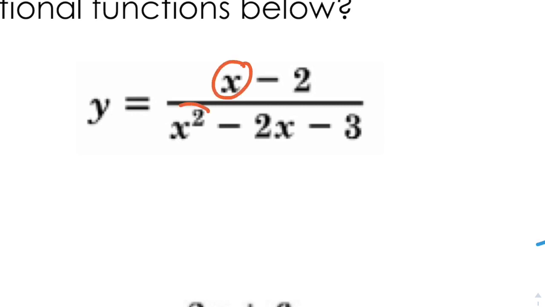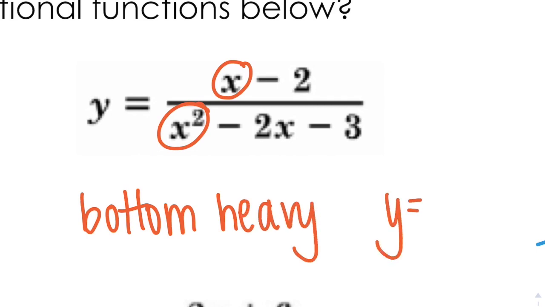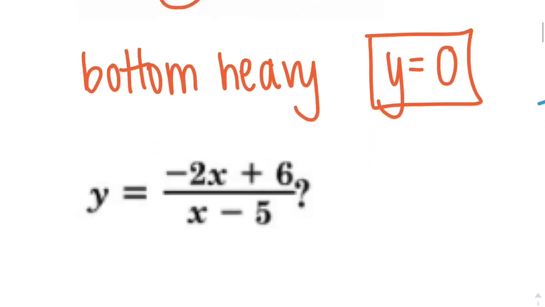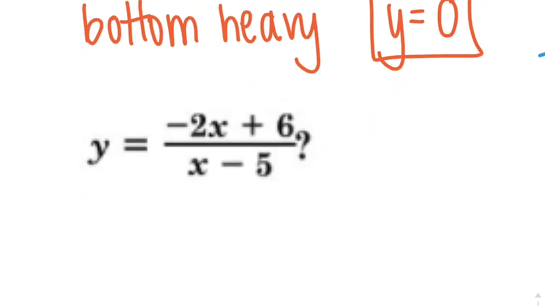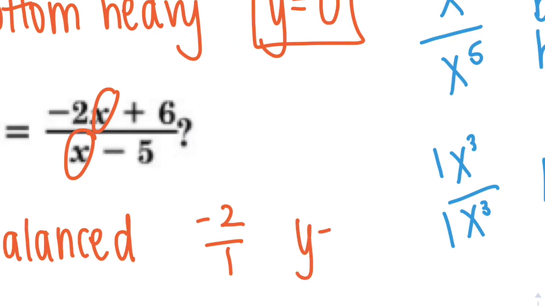Okay, this one I have x over x squared. So this is bottom heavy or bigger on the bottom, Bobo. So y equals 0. And then negative 2x plus 6 over x minus 5. X and x, they're the same, so negative 2 over 1, balanced. So divide my coefficients. What's negative 2 over 1? Negative 2. So y equals negative 2.